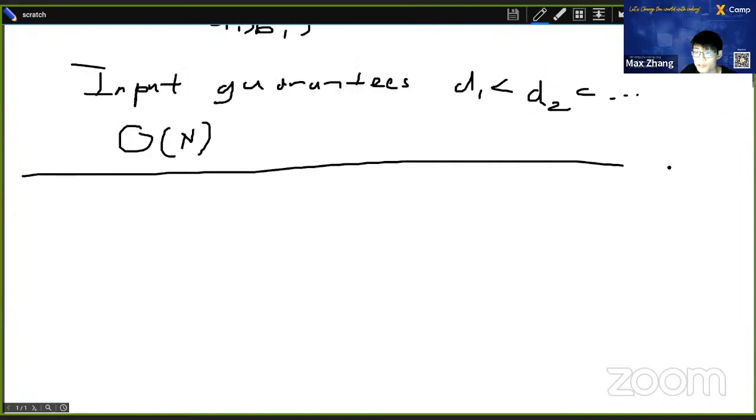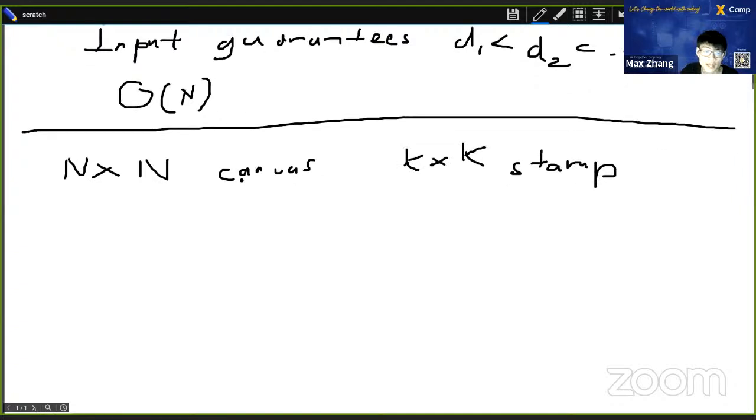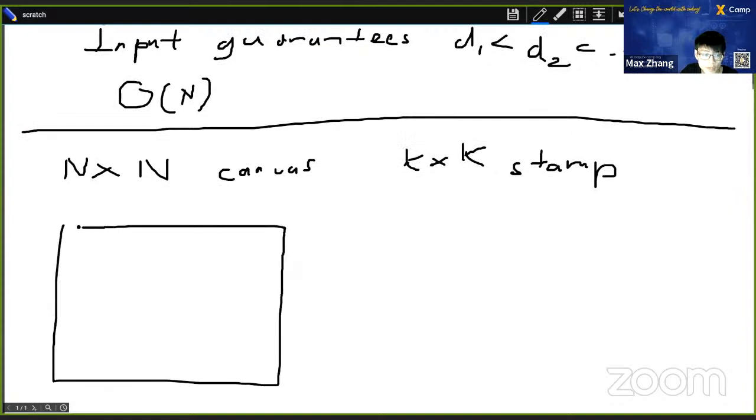Second problem, what is the situation in the second problem? We essentially have an N by N canvas and a K by K stamp. Our canvas is going to be some square grid, and at the end we want certain cells to be painted or stamped. We use asterisks in the input, so we have certain cells that we would like to be stamped by the end of this process.